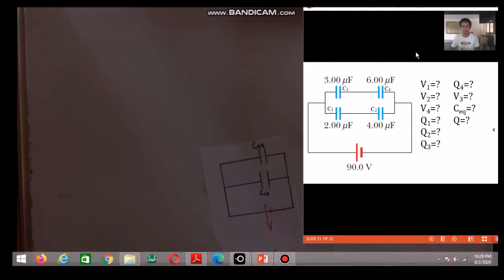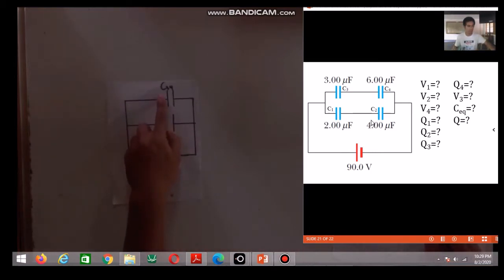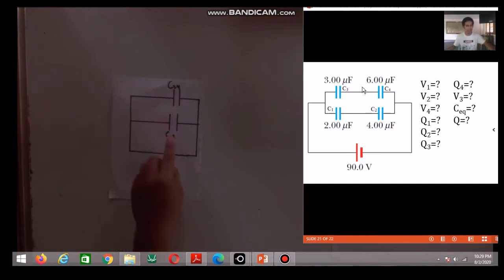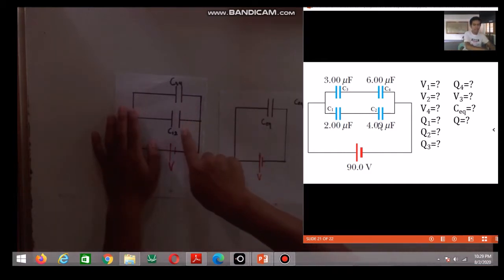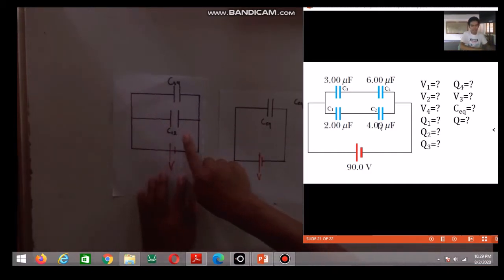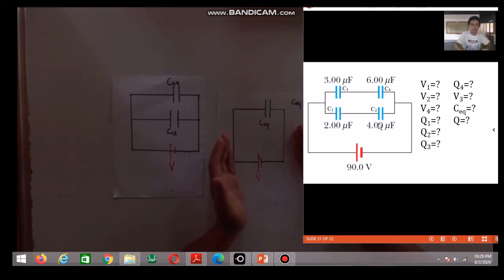So let us determine the voltage across each capacitor as well as the charge per capacitor, the total charge, and the equivalent capacitance. So we can simplify this circuit into C34, where 3 and 4 are in series, and C12, which are in series connection. Then we can still simplify this circuit diagram into one since C34 and C12 are connected in parallel. So this is the most simplified circuit diagram.